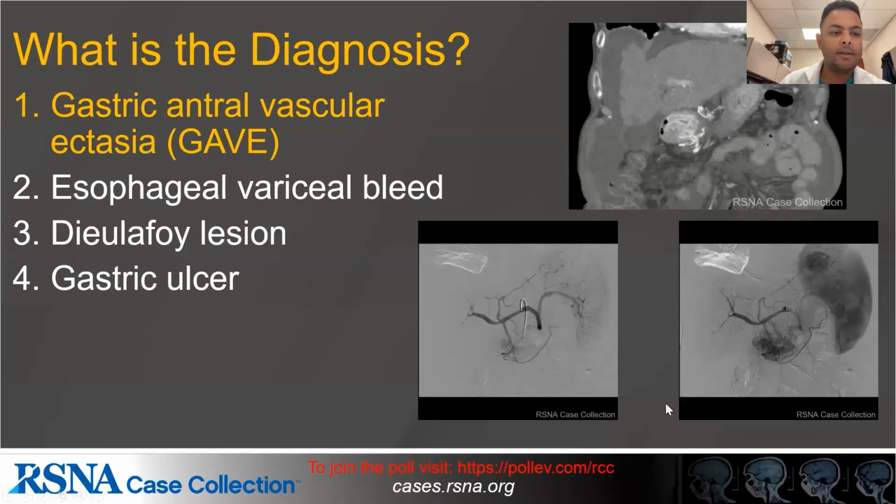So the diagnosis is gastric antral vascular ectasia, or GAVE. An esophageal variceal bleed would, of course, show probably a free focus of extravasation. This is more of a mucosal enhancement pattern. Same with the duodenal lesion and a gastric ulcer. You usually are broad-based. You see focal extravasation or pseudoaneurysm. Here you see mucosal enhancement both on the CT image as well as the two digital subtraction celiac images.